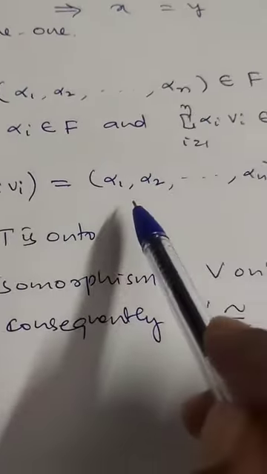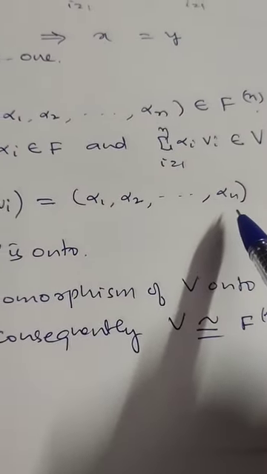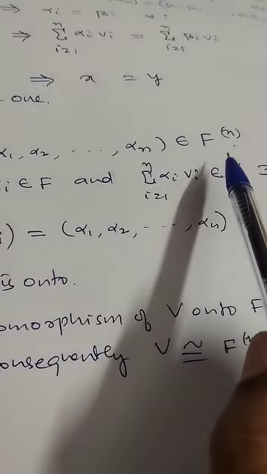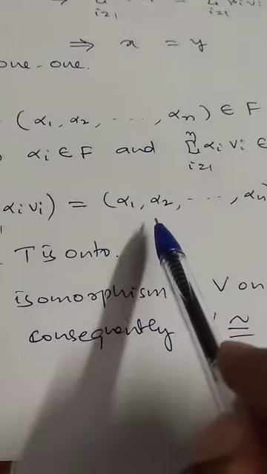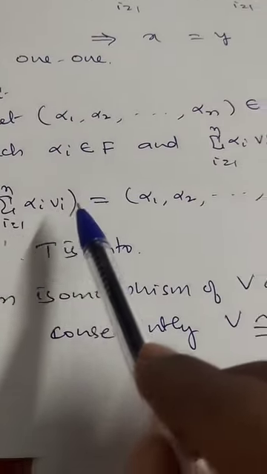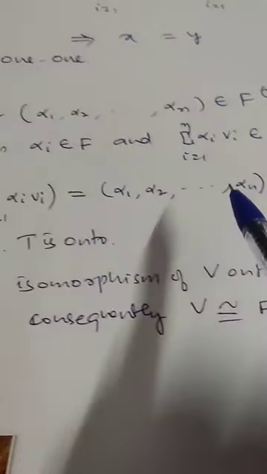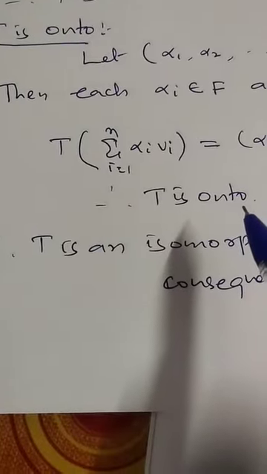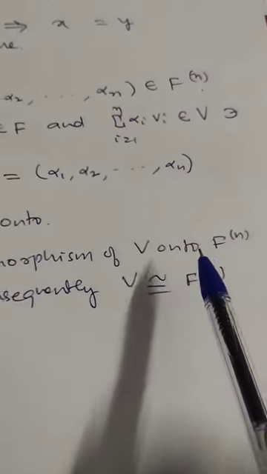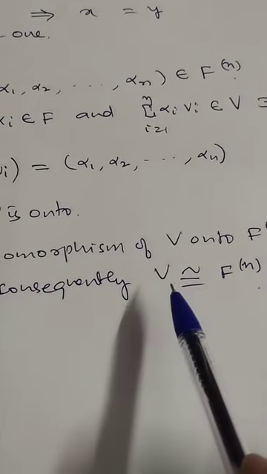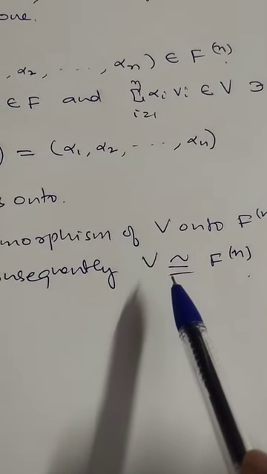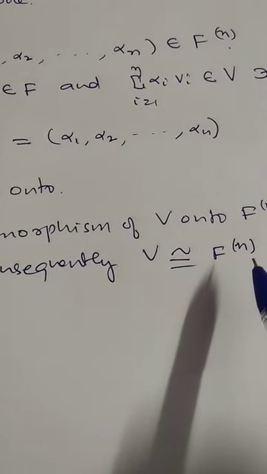by definition of T, is the element (alpha 1, alpha 2, etc., alpha n). Thus we have chosen the element (alpha 1, alpha 2, etc., alpha n) in Fn, and we have shown that it is the image of the element summation i equal to 1 to n alpha i Vi, which is an element of V. Therefore by definition T is onto. Thus T is an isomorphism of V onto Fn, which means V is isomorphic to Fn. Okay, every n-dimensional vector space V is isomorphic to Fn. Okay, thank you.